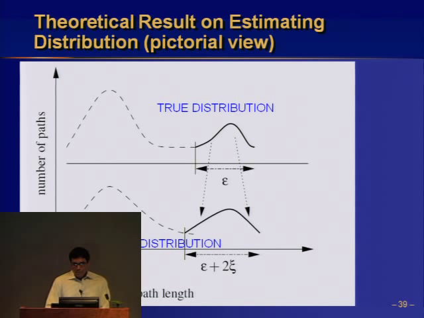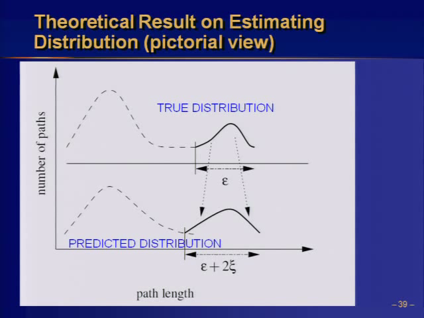I wanted to share with you a pictorial view of one of the theoretical results we have in this area. This is on estimating the distribution of execution times of a program. So the plot on the top shows an example of what the true distribution might be. This is a histogram where the x-axis is time and the y-axis is the frequency with which the program exhibits a particular time value. And the bottom plot shows the kind of predicted plot that we will generate, which tends to be a smoothing of the original distribution plot, where we can bound the inaccuracy that we have. So any epsilon window of times in the original distribution will expand to an epsilon plus 2 xi window, where we have bounds on xi.